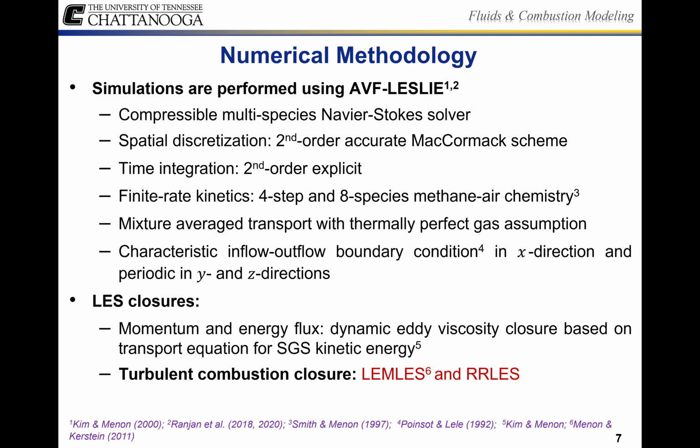For our finite rate kinetics, we're using a moderately complex 4-step, 8-species methane air chemistry. It's not crazy, but it's enough to get the job done. We also used a mixture average transport while making the thermally perfect gas assumption. For our boundary conditions, we used a characteristic inflow-outflow in the X direction and periodic in the Y and Z. And on the next slide, you'll actually see the configuration.